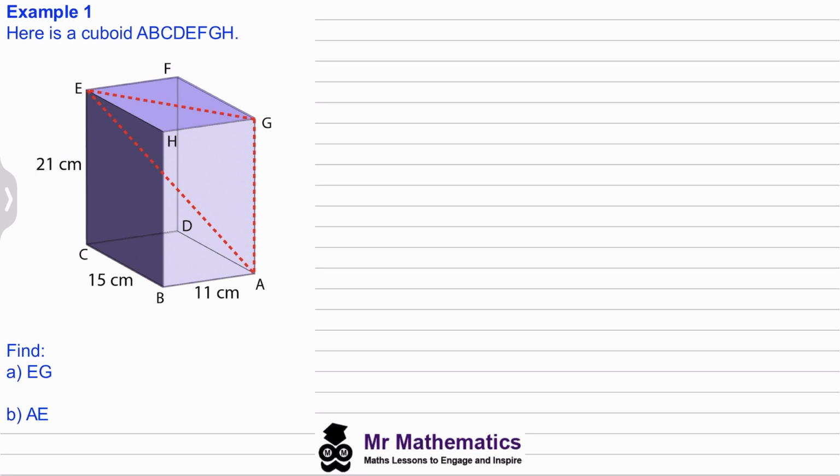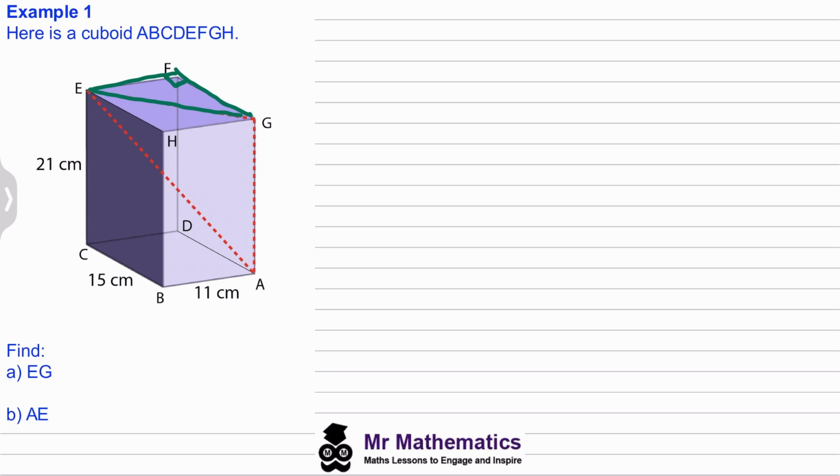In example 1, we've been given this cuboid and we need to begin by finding the length EG, which is this length here. Whenever you want to work out a length in a solid shape using Pythagoras' theorem, we need to identify a right-angled triangle. In this case, the triangle that EG is a part of will be EFG, and our right angle will be at point F.